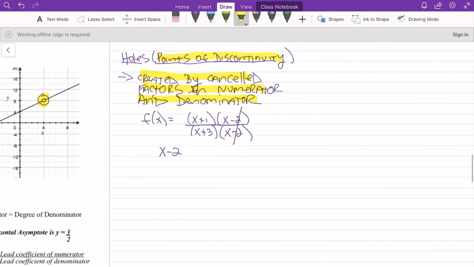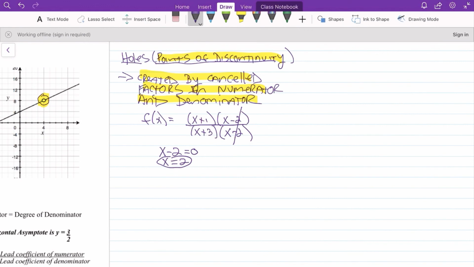So the way we would create this hole for the function I'm working on over here, the way you create your x and y coordinates is that you take your canceled factor, so we have x minus 2, and then all you would do is set this equal to 0 and solve. So you're going to get your x coordinate as 2. That would be your x coordinate. And then to find your y coordinate, all you would do is substitute this value into the reduced function, and you'll get your y coordinate.